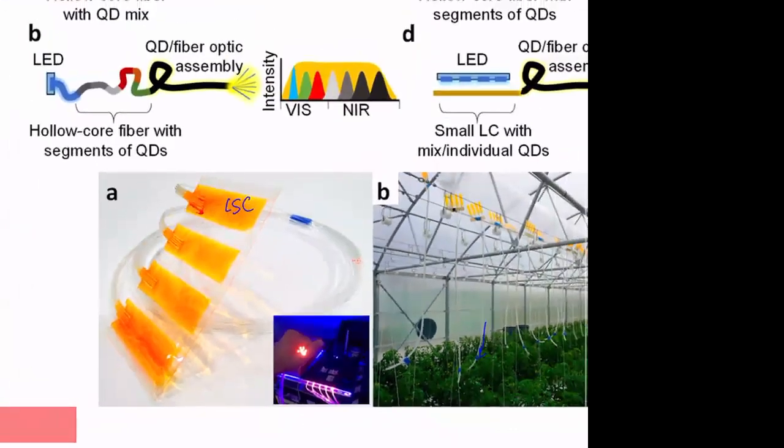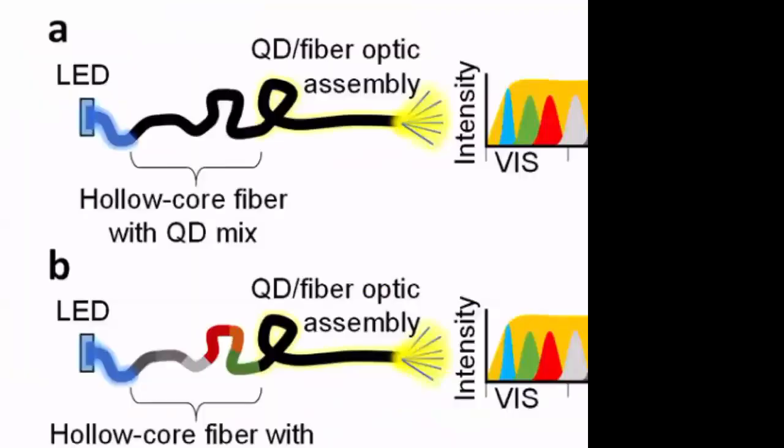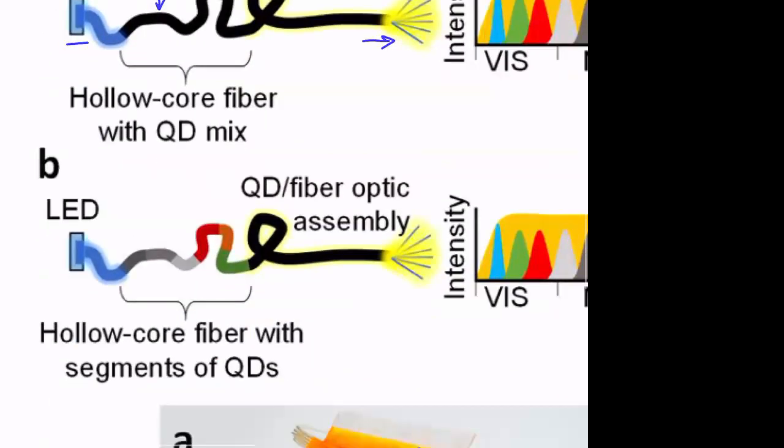This is a fiber-based solution. They can put an LED at one end of the fiber. There's a hollow core fiber with quantum dots embedded inside it, which is the same stuff as we had in the LSCs, which will absorb the blue light and emit in the wavelength that the plants want, and the fiber will guide it to the plant, as shown here. It acts like a flashlight. You can also have segments with different quantum dots emitting different colors.